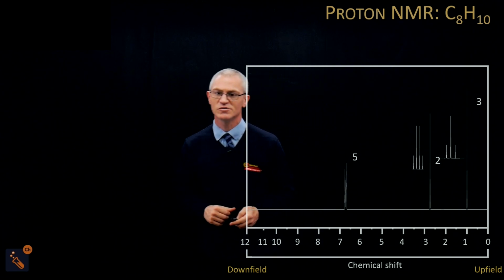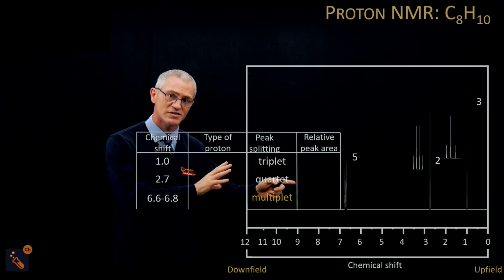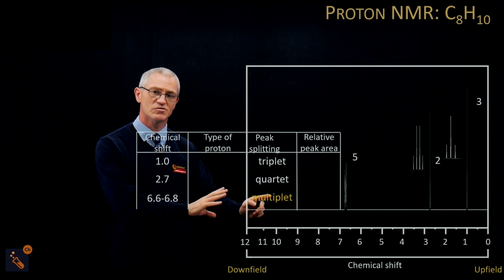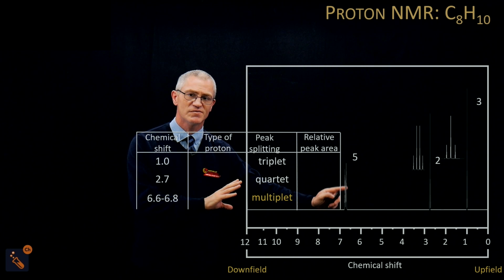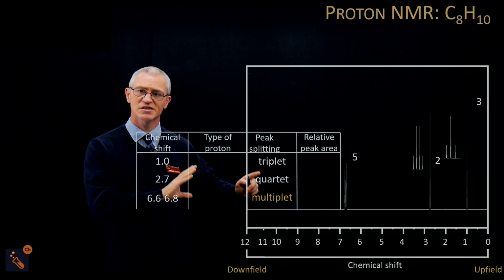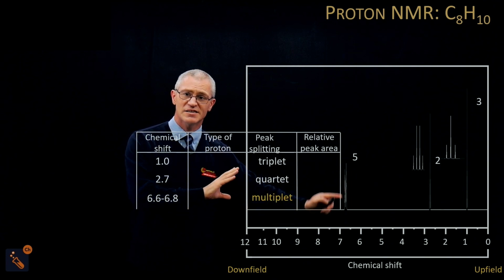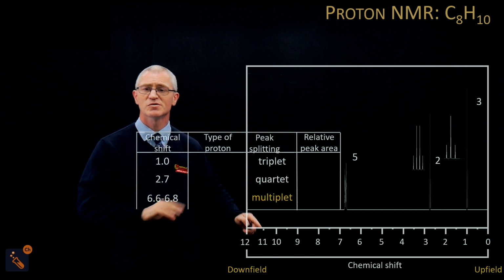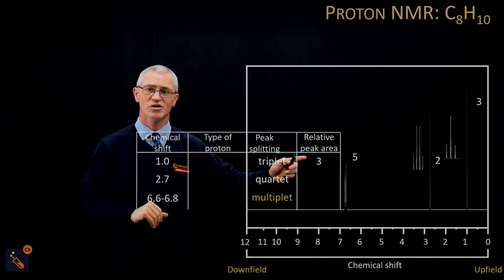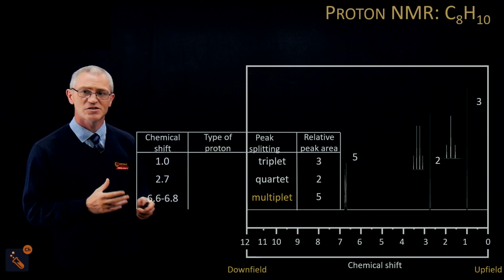We call that mono-substitution. So here's the table. Here's the chemical shifts. Here's the peak splittings. Okay, and then you go down to the multiplet. Now this multiplet is for the benzene, because you don't have to analyse the peak splitting in benzene. You just call it a multiplet. So anything that comes between 6 and 8, just call it a multiplet, because that's benzene. And then we put our relative peak area 3, 2, and 5 on there. And then we start doing our type of protons.